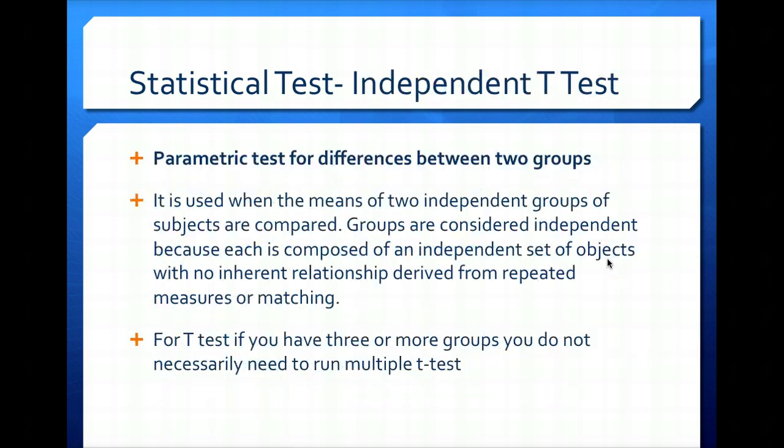Alright, now let's look at the independent t-test, which you probably will see fairly often. This is a parametric test for differences between two groups. It is used when the means of two independent groups of subjects are compared. Groups are considered independent because each is composed of an independent set of objects with no inherent relationship derived from repeated measures or matching. For a t-test, if you have three or more groups, you do not necessarily need to run a multiple t-test, and please note there are a few different t-tests out there, but I just wanted to note that. So two things: it is a parametric test for differences between two groups, okay?